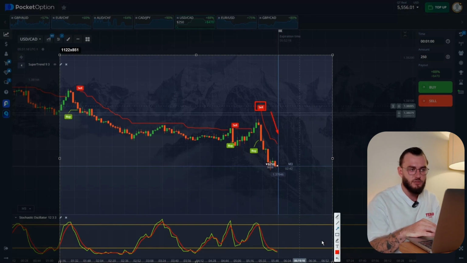The stochastic, of course, is still oversold. That's normal. But since there's no growth, that means there will be a decline. Maybe we're at the beginning of a stage where there's a very smooth, gradual decline downward. We'll know the truth in a minute.